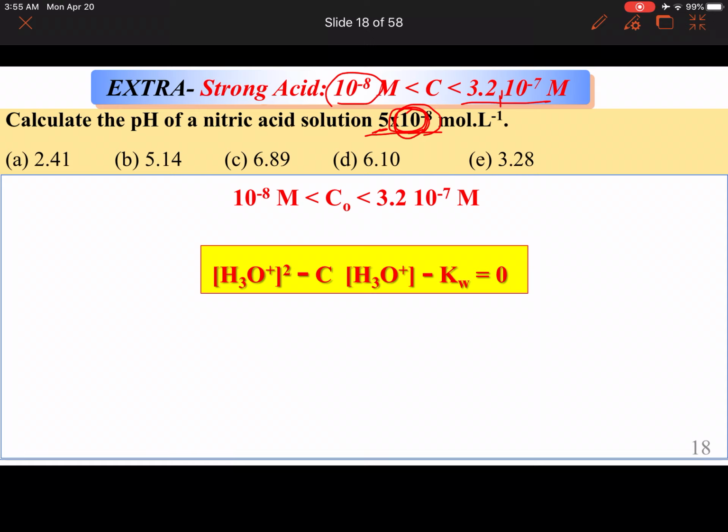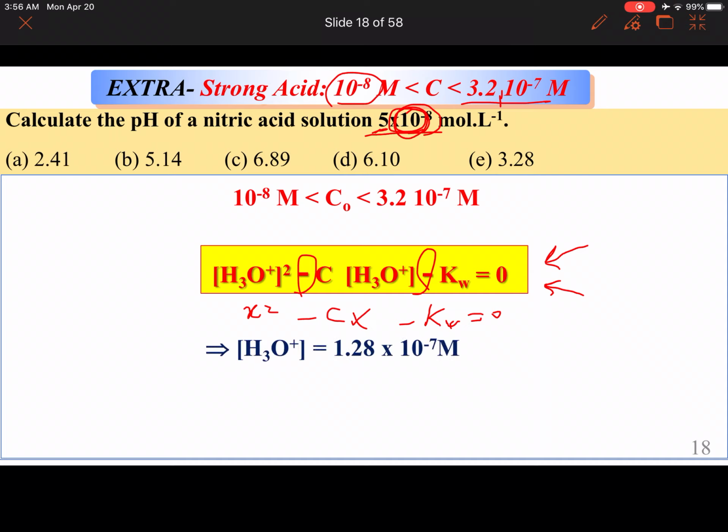And to be honest with you, I really would tell you that I hate to memorize, but memorize it. All I can say is that this is not so bad, because you could say x squared, where x is H3O plus, minus Cx minus Kw equals 0. And for an acid, this is a minus sign and a minus sign. And I am going to derive it in just a moment.